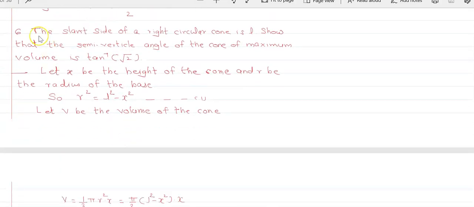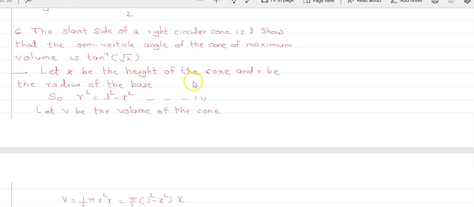Now next problem. The slant side of a right circular cone is L. Show that the semi-vertical angle of the cone of maximum volume is tan inverse of root 2. Let x be the height of the cone and r be the radius of the base. Now we know the formula, that is L square is equals to r square plus x square, that is r square is equals to L square minus x square.